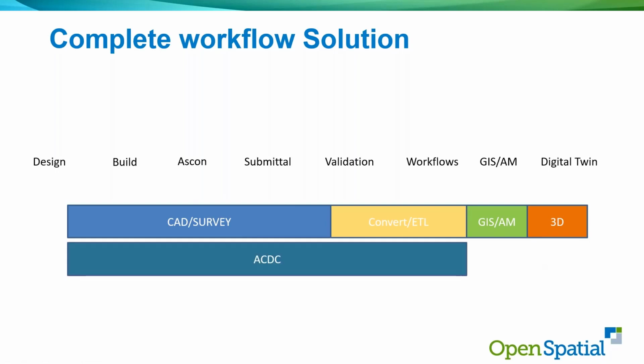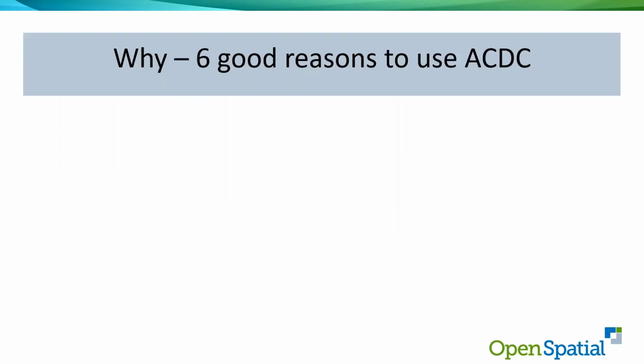But the ACDC product really looks at a solution that goes end to end across all of that, including support for Civil 3D, and then pushing that straight into your GIS, whatever it is, any kind of GIS, if it's Esri or open source or OpenSpatial's Muntz's product, and then also including the support for the 3D as well, and going into digital twins. So why would we take this trouble?